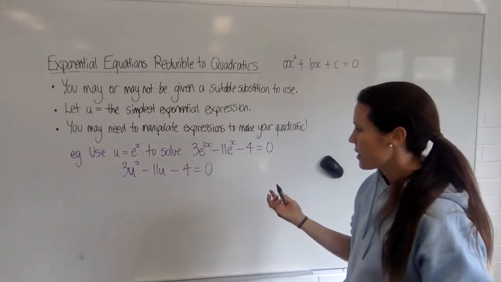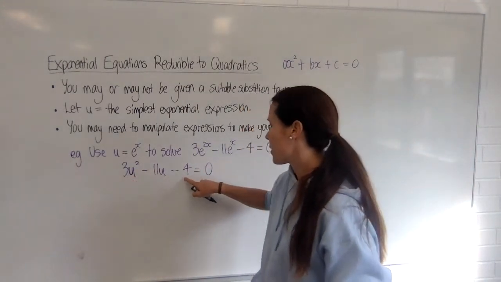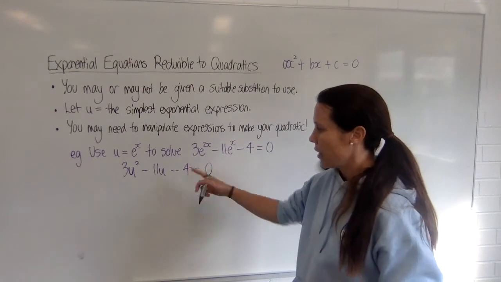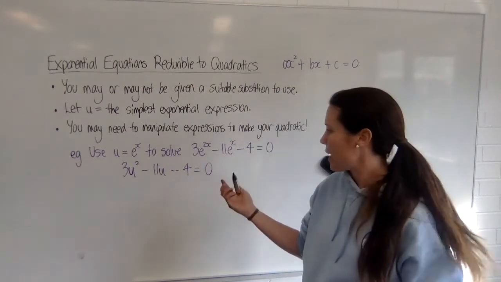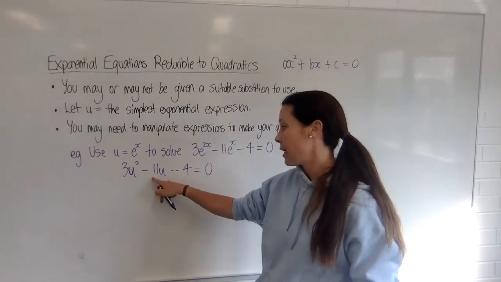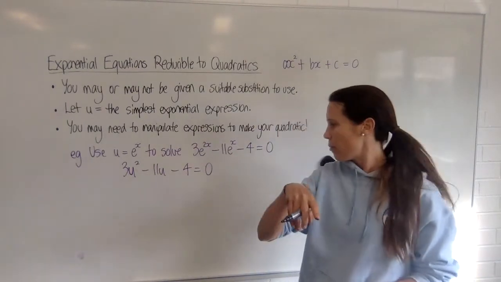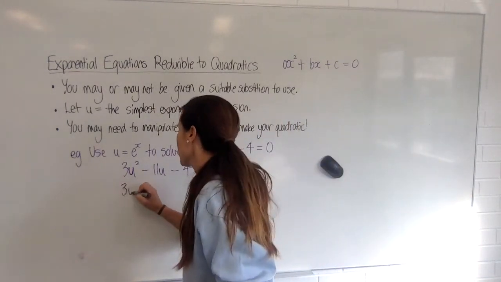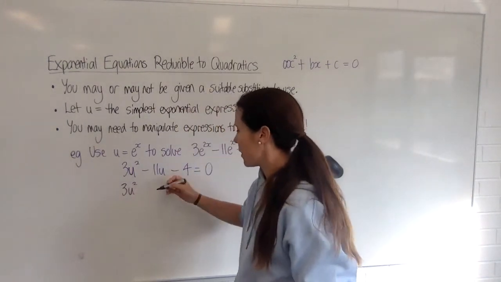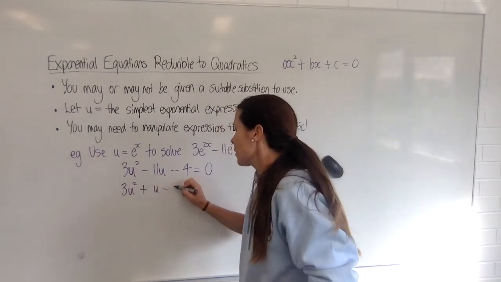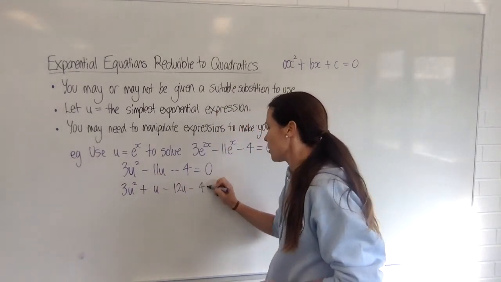Now, can we factorise it? Well, 3 times minus 4 is minus 12. Have we got factors of minus 12 that add to make minus 11? Yes, plus 1 and minus 12. So I'm going to go ahead and split up my minus 11u into plus u and minus 12u.